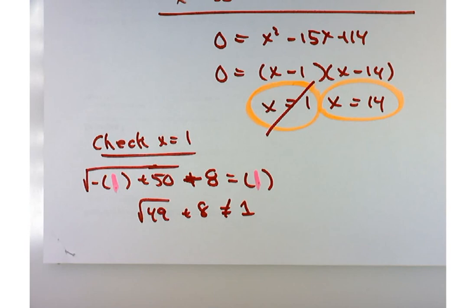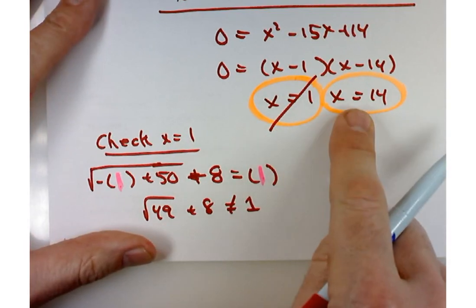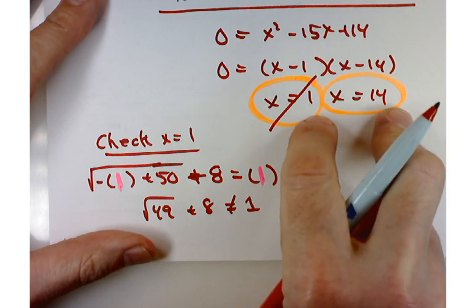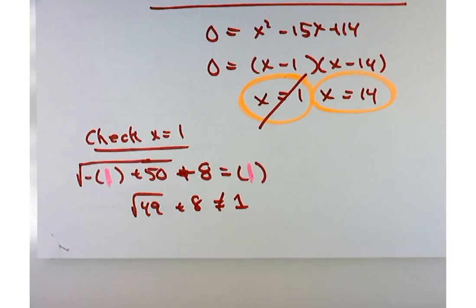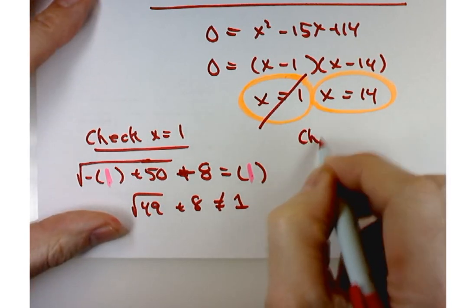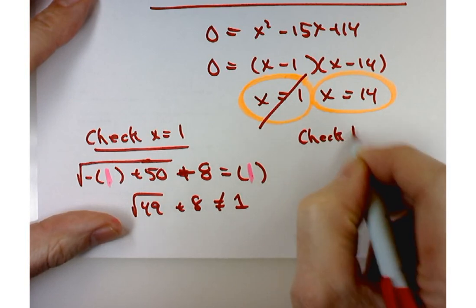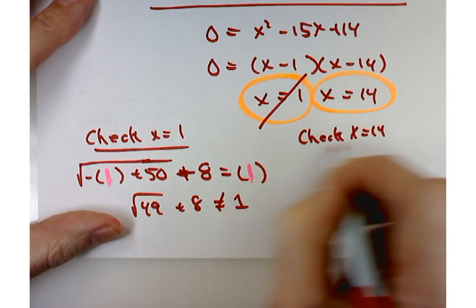Just to give you a heads up, sometimes one of them will check, sometimes both of them will check, sometimes neither of them will check. It's just going to depend on the problem. Even for myself, it's hard to look at these things in advance and know, do I expect 0, 1, or 2 solutions? You just literally have to check it. So let's check our other one, see if we're a little bit more lucky there. Check x equals 14.